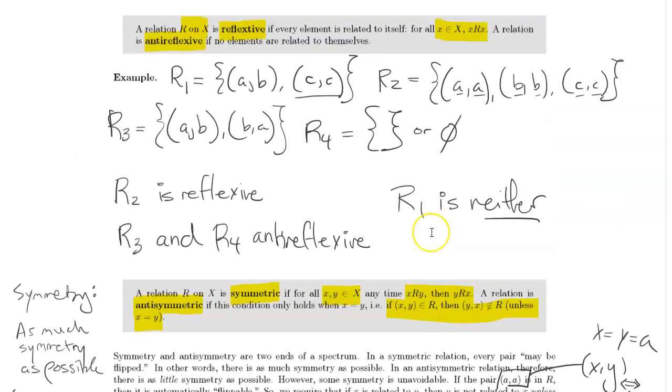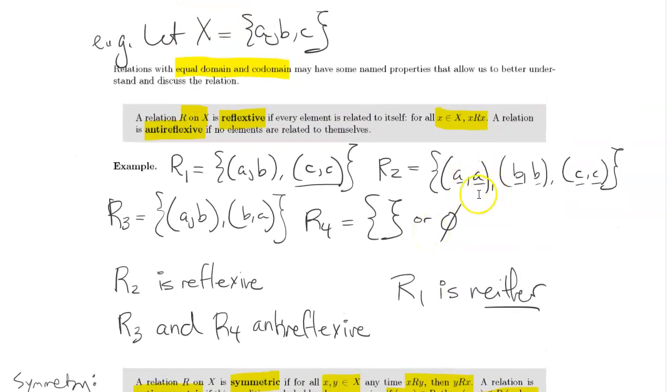Let's look at R2 and figure out why it would be both symmetric and anti-symmetric. It's symmetric because every pair in the relation has its inverse. The inverse of AA is AA, the inverse of BB is BB, the inverse of CC is CC. So R2 is symmetric. It's also anti-symmetric because the only way you can have that is on these, I called them diagonal pairs, for reasons that we'll see a little later.